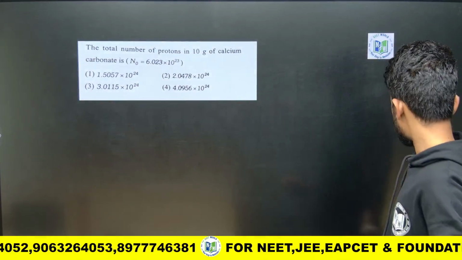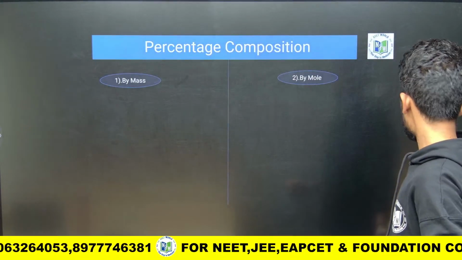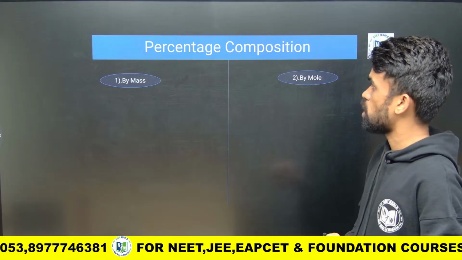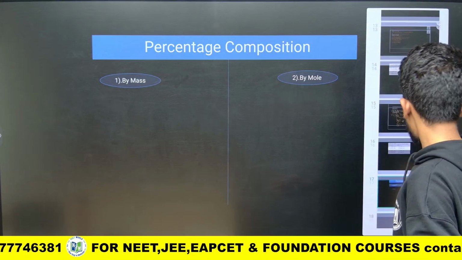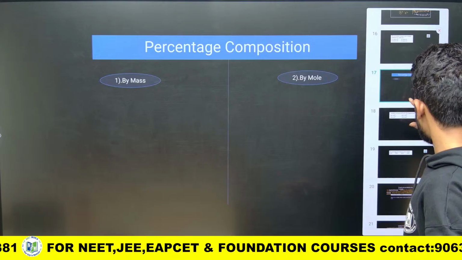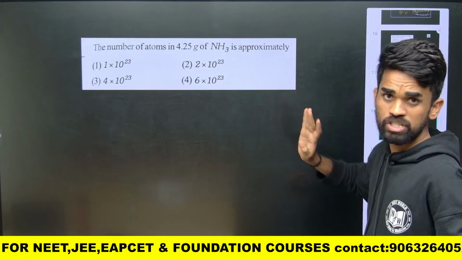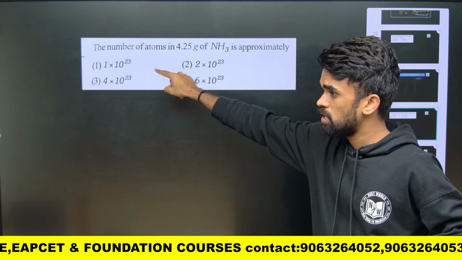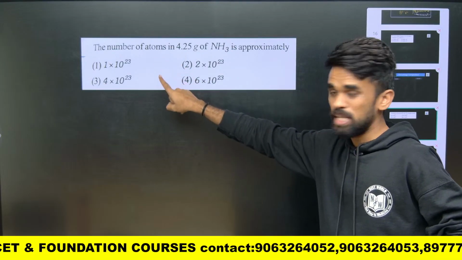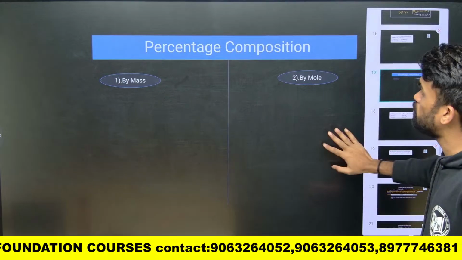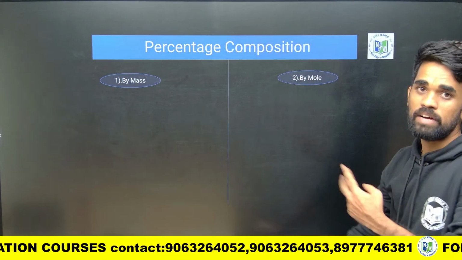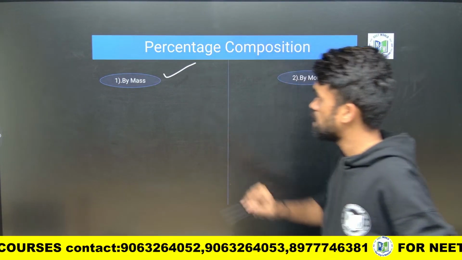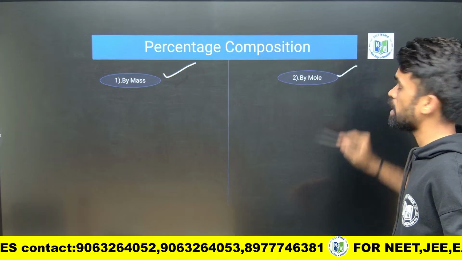Next, this is done. So next, what about percentage composition? I wanted to ask you about this, and you can take this as a homework question based on the discussion which we have done till now. Take this as homework and tell me the answer. Now I will be explaining percentage composition. This is of 2 types. One is percentage composition by mass, another one is by mole.